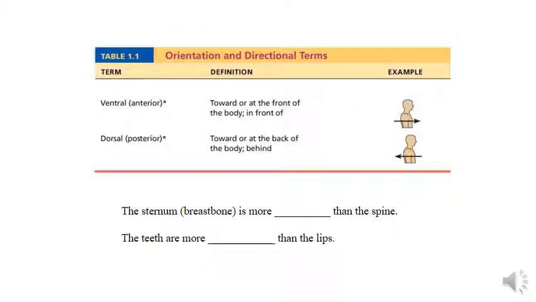Next thing, ventral or anterior. This means towards the front of the body. And dorsal or posterior means towards the back of the body. So our sternum, our breastbone, because it's in the front, we're going to say that it is more anterior or ventral than the spine. And then the teeth, think of it because the teeth are behind the lips, the teeth are more posterior or dorsal. That's not a great example, but the idea.